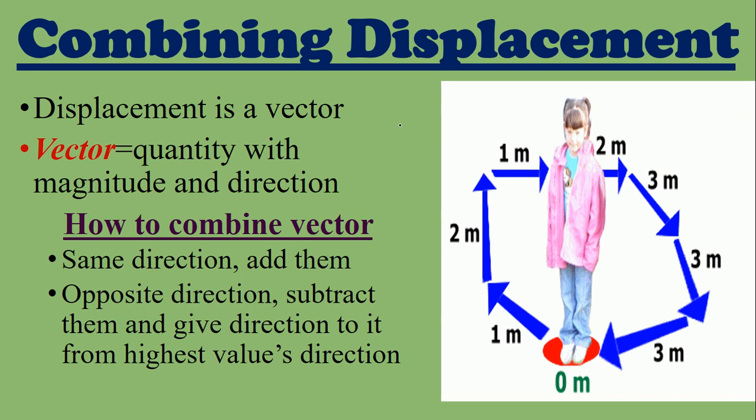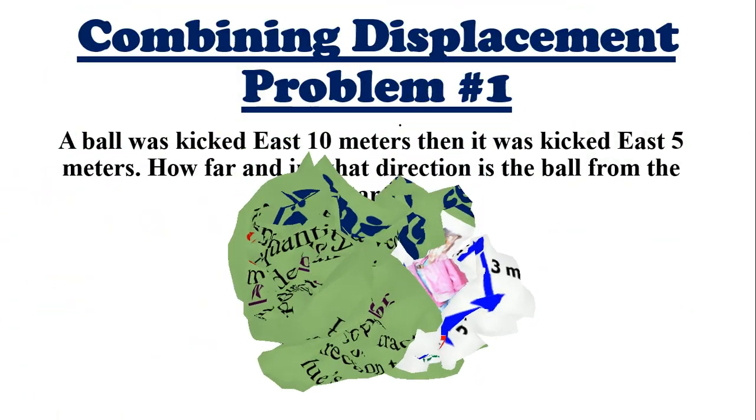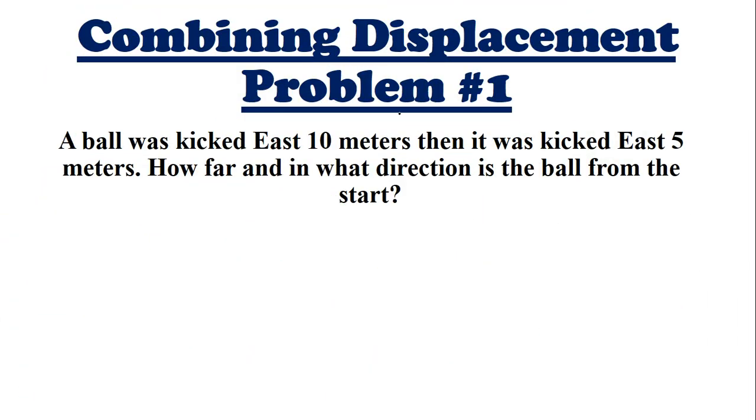Okay, so we're going to do a couple examples here. Combining displacement problem number 1. It says a ball was kicked east 10 meters and then was kicked east 5 meters. How far and in what direction is the ball from the starting position?